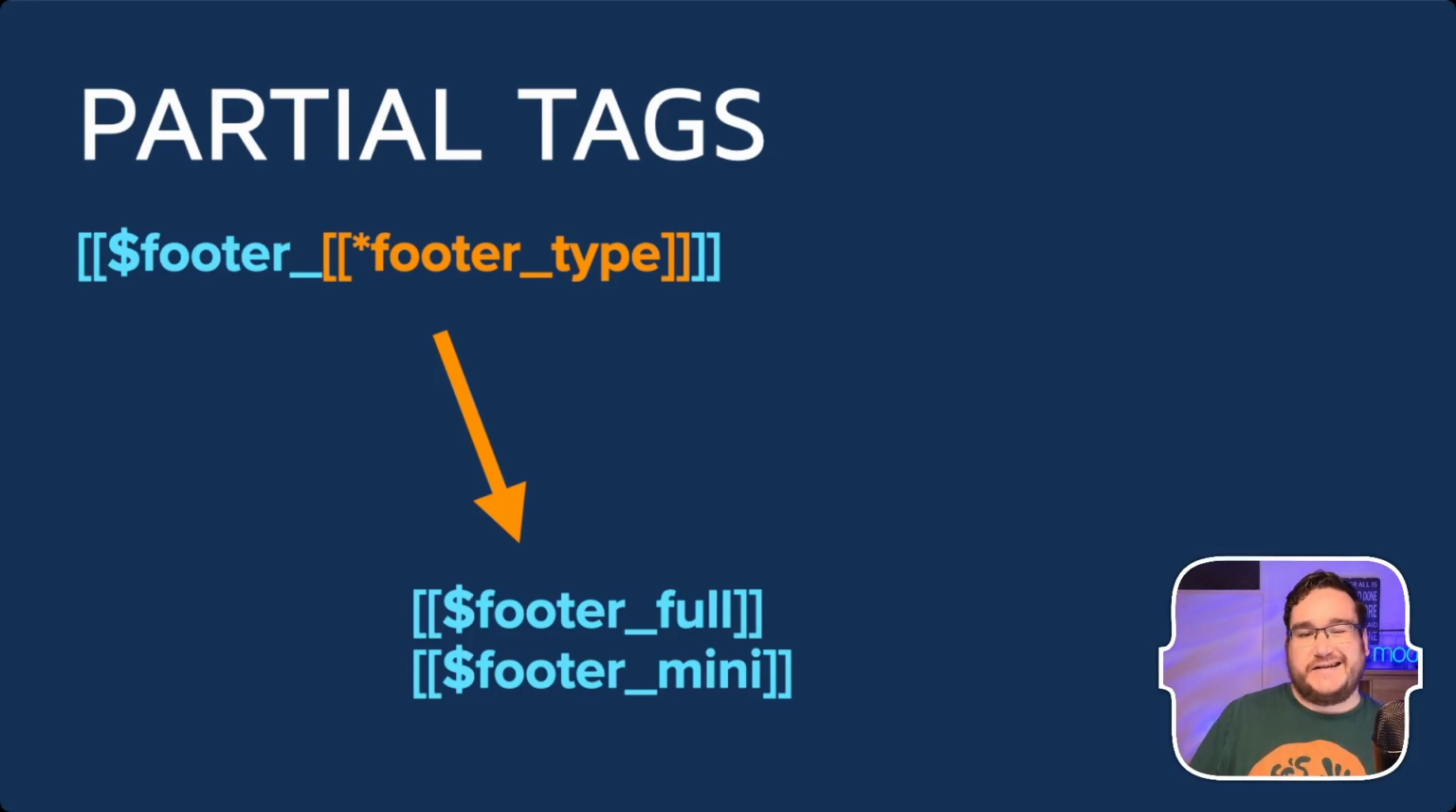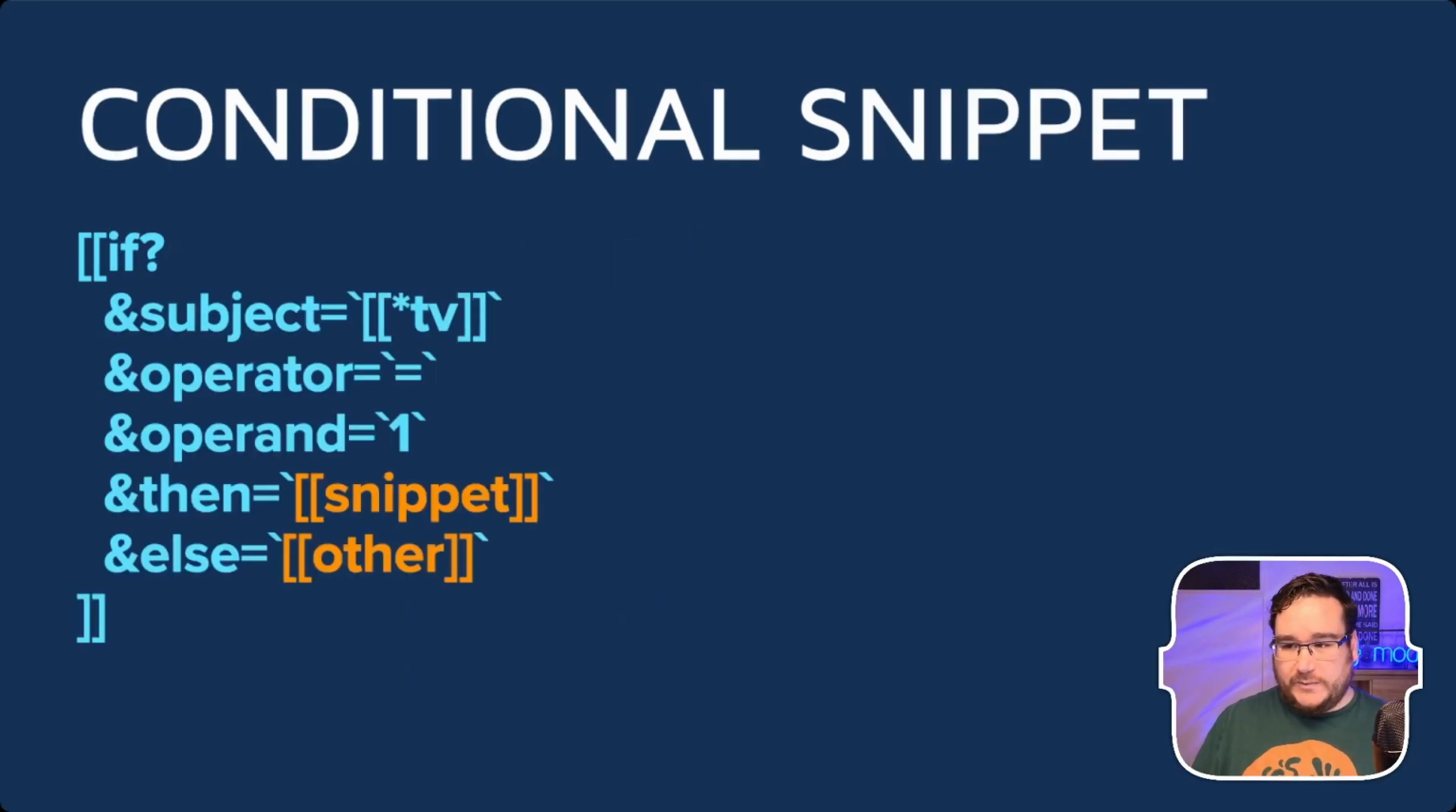Let's look at another slightly more complex example where we want to conditionally run a different snippet based on the value of a TV. We might use, for example, the if snippet like you can see here, where we're comparing the TV template variable to 1. If it is 1, we run the snippet called snippet, and if it's not 1, we execute the snippet called else. The problem here is that the inner tags are getting processed first. So we take advantage of that for the subject in the snippet call. However, both the snippet and the other snippet will get processed before this conditional is evaluated.